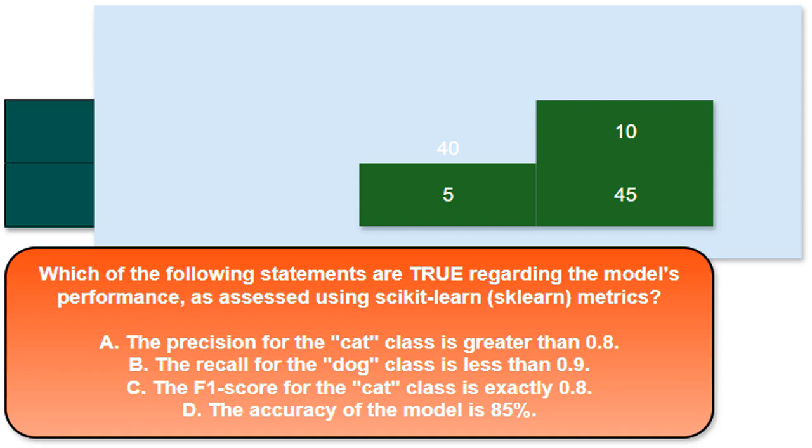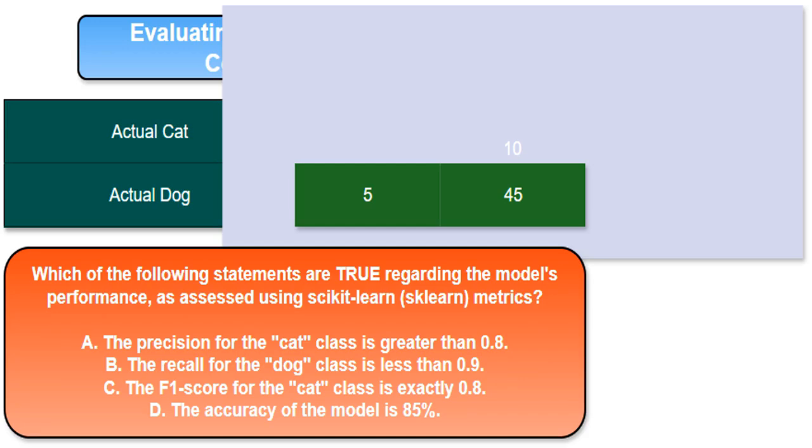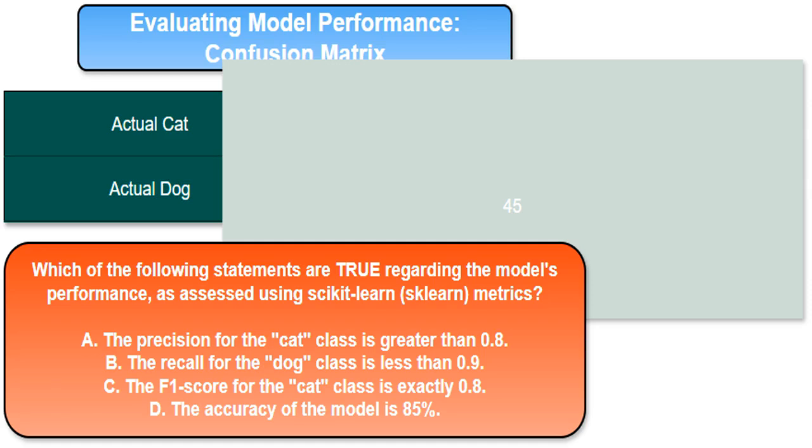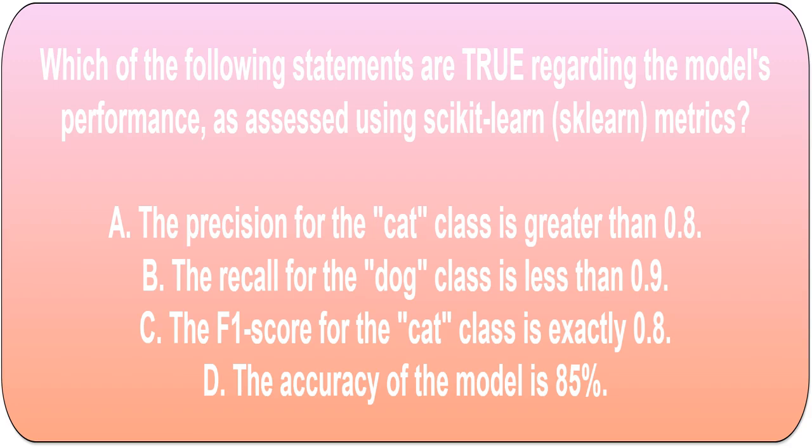The model correctly identified 40 cat images as cats. That's a true positive. The model incorrectly identified 10 cat images as dogs. That's a false negative. The model incorrectly identified 5 dog images as cats. That's a false positive. The model correctly identified 45 dog images as dogs. Another true positive.